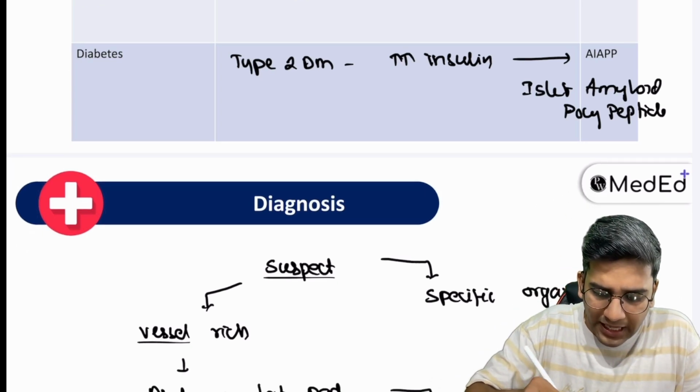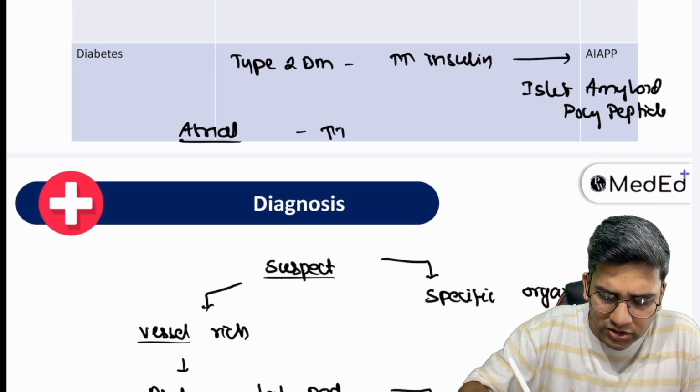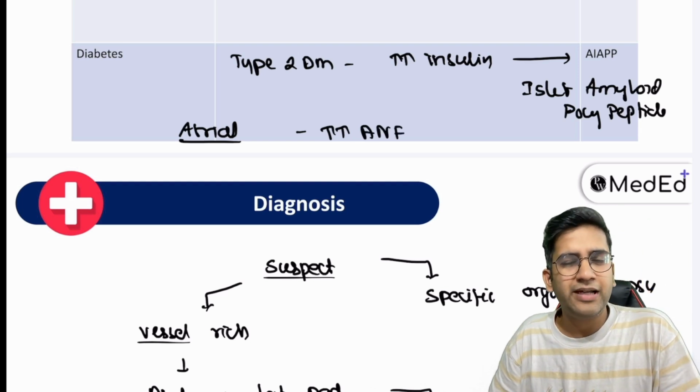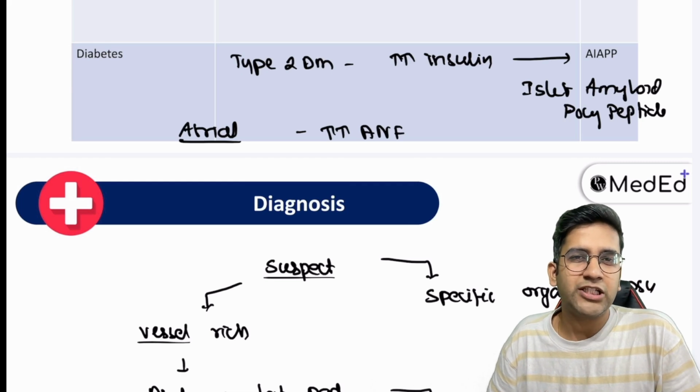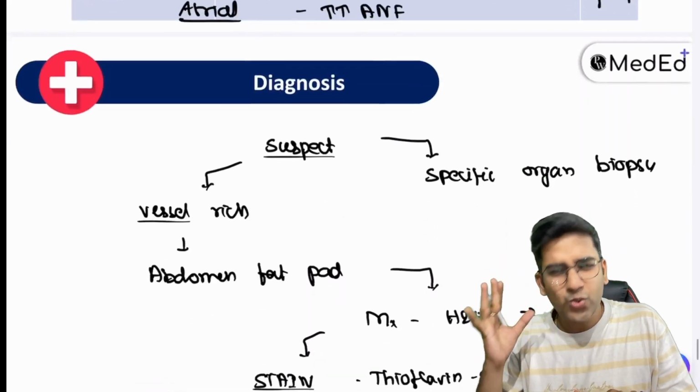There's one more thing also, isolated atrial amyloidosis. In atrial amyloidosis, I have lots and lots of atrial natriuretic factor or atrial natriuretic protein, which can be deposited, mostly seen in chronic cases of congestive cardiac failure, fine. So these are the different types of amyloid. That's done. How do I diagnose?